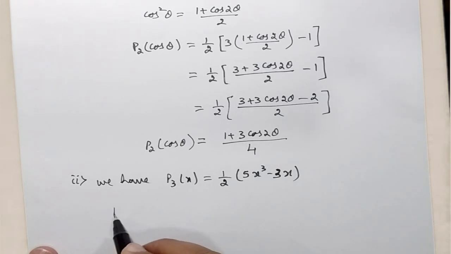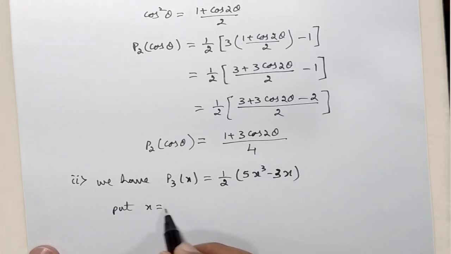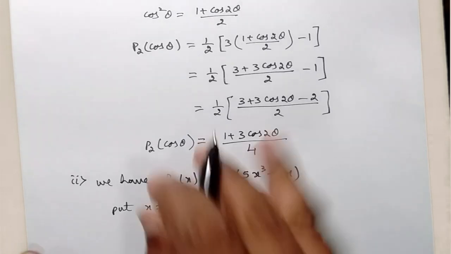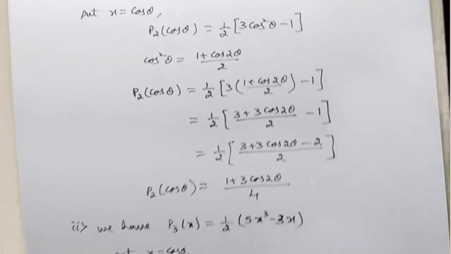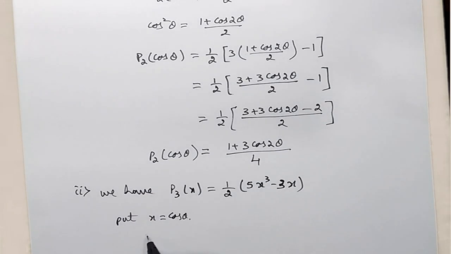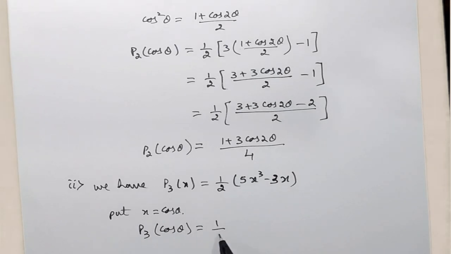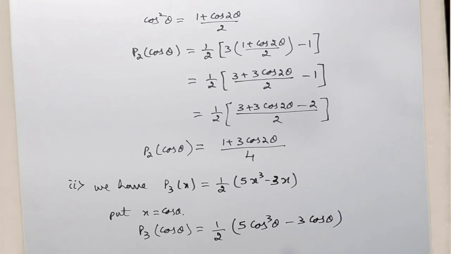So P3 of x will be 1 by 2 times 5x cube minus 3x. Therefore once again we'll put the value of x to be equals to cos theta, because we need to prove P3 cos theta is there. So put the value of x to be cos theta. So we'll be getting P3 cos theta, that will be 1 by 2 times 5 into, what is x value? X value is cos, so we'll be getting cos cube of theta minus 3 into x value is cos theta.